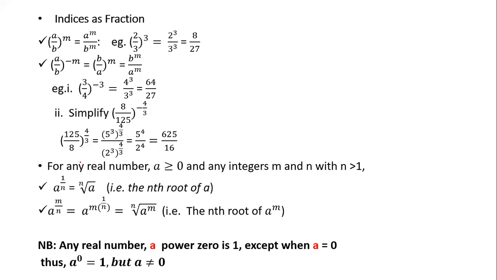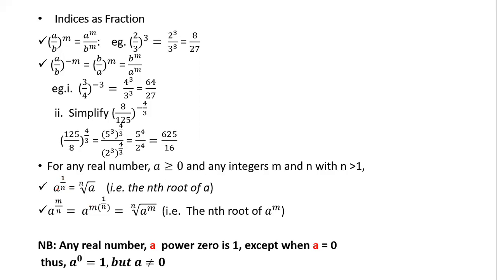Now, again, for any real number A greater than or equal to 0, that's a positive, and any integers M and N with N greater than 1. We have N here, so N should be greater than 1 and should be an integer. M must also be an integer. So A power 1 over N.